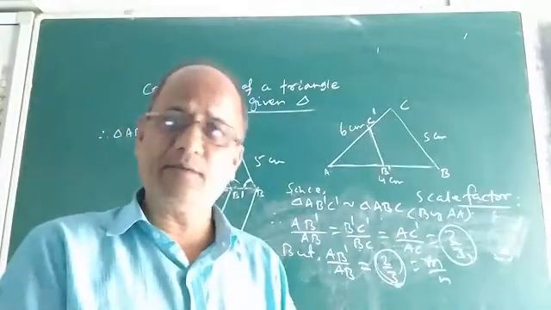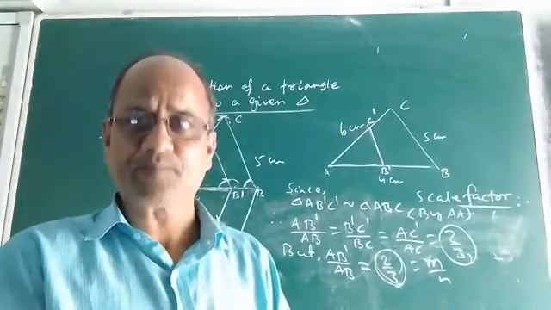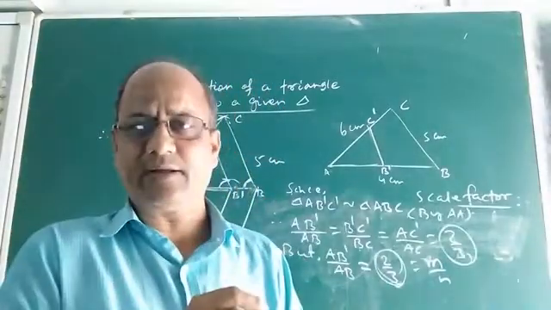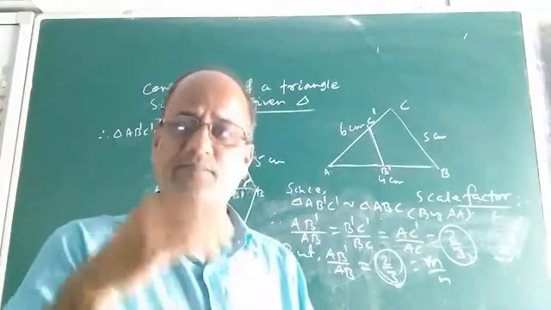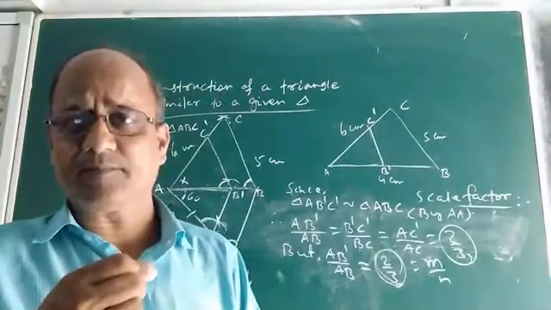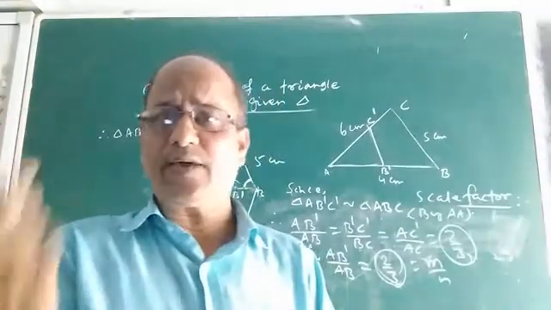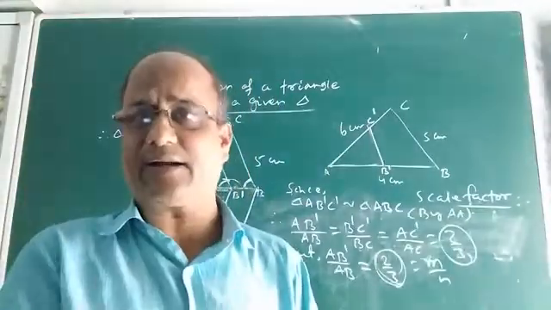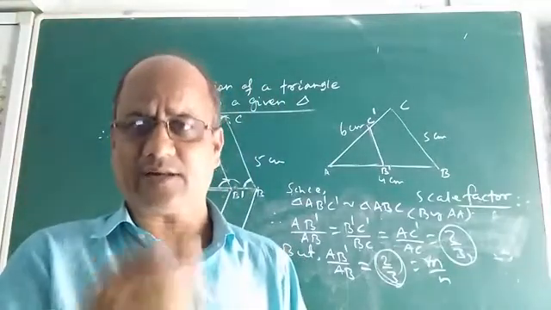Then what will happen if the numerator is greater than the denominator? In the given scale factor, if the numerator is greater than the denominator, how to construct? That means how to construct a triangle similar to a given triangle with given scale factor where the numerator is greater than the denominator. We shall discuss this case in another class.